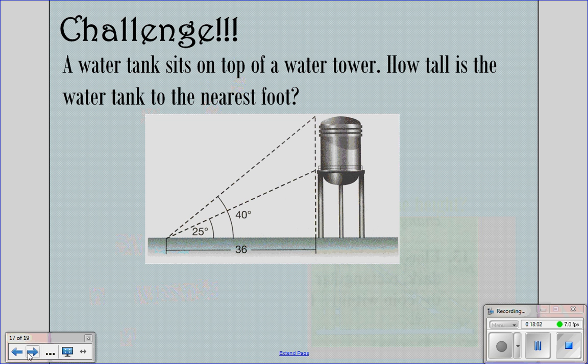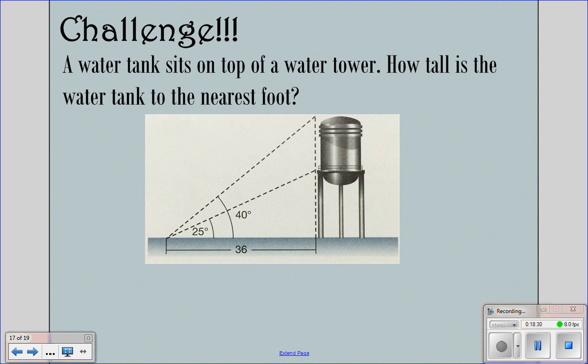So now, looking at this challenge question, see if you can figure out how tall the water tank is to the nearest foot. Now, I will give you a hint. The water tank is talking about this portion here only. Okay, so only this height. So y'all pause the video and see if you can figure out what that height would be.